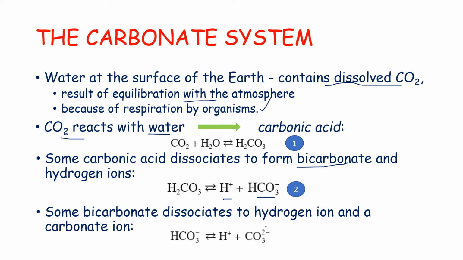Some of the bicarbonate will dissociate to an additional hydrogen ion and a carbonate ion. That becomes equation 3. So the HCO3 minus here is going to give you H plus, which is an additional hydrogen, and a carbonate ion. So simply by the dissociation of carbonic acid, you have actually produced a carbonate ion. This is a very important consideration.